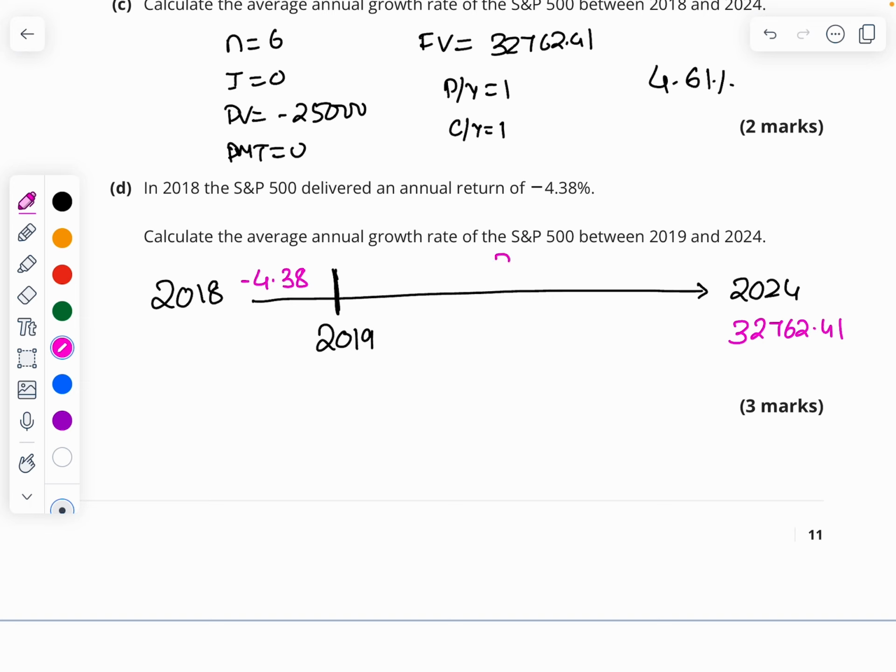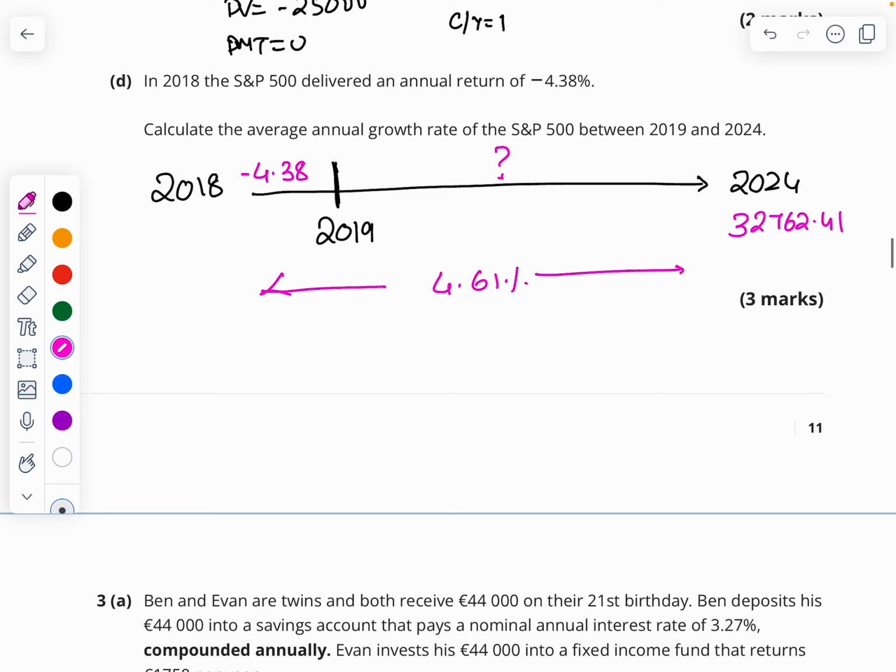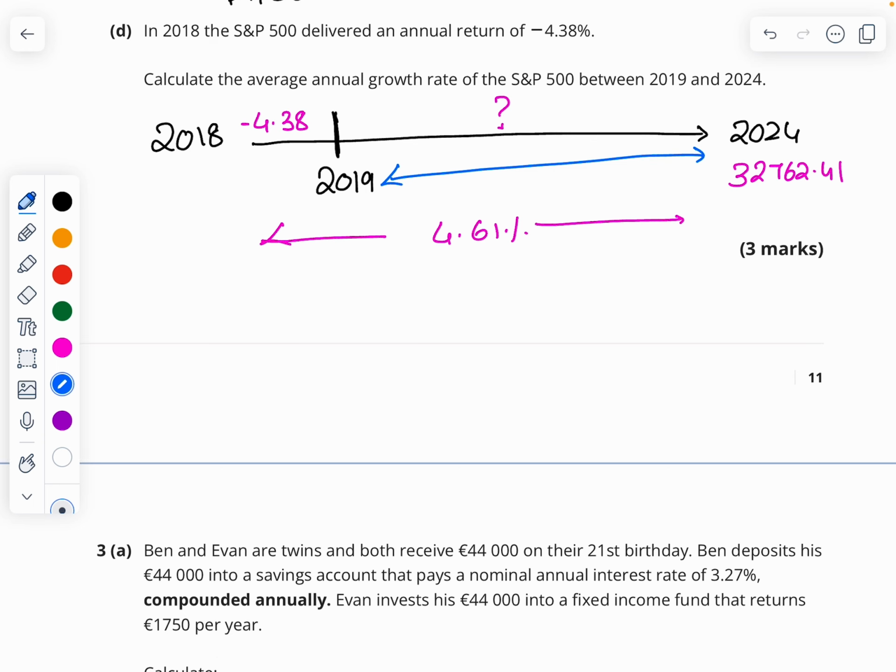So how much is going to be the interest rate over here? But overall, when I take the average, it's going to be 4.61%. But in the first year, there was a loss of minus 4.38. So how much will be the profit from 2019 to 2024? We are supposed to calculate. So first of all, we'll calculate what is the amount at 2019.